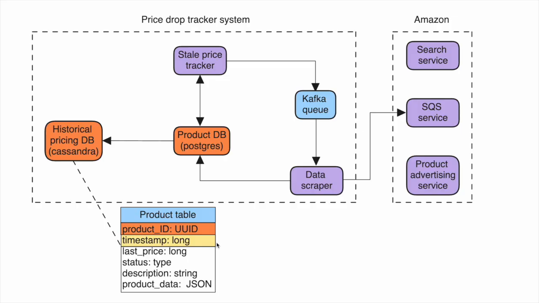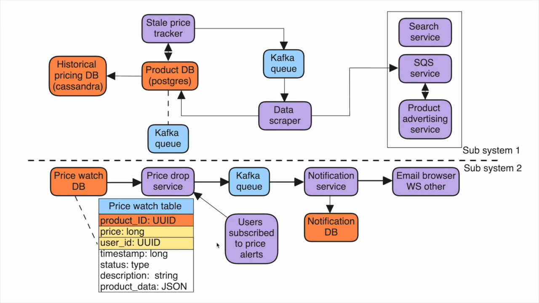All right, now let's move to the second part where we talk about how we would be able to set price alerts for the products. And as you can see on this diagram, we still have our product database and historical pricing database over there, but now we add an additional database trigger from our product database update to Kafka and to a different subsystem. So every single time the price would be updated in our product database, there is one more event that would be triggered that would flow into the price drop service.